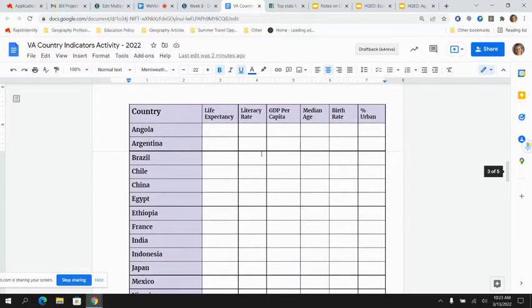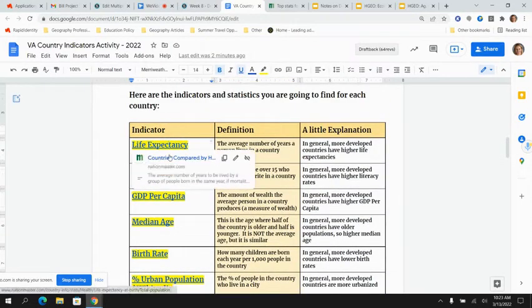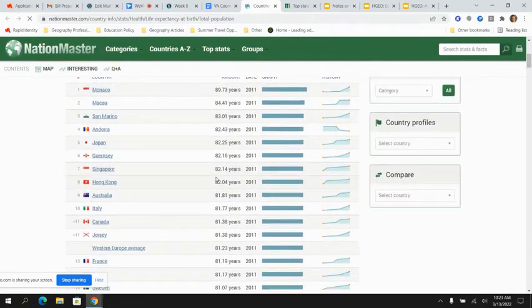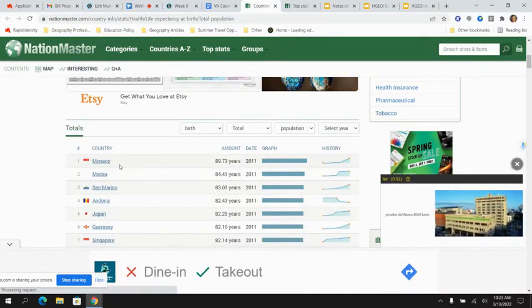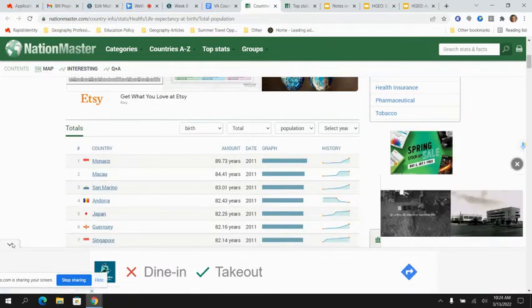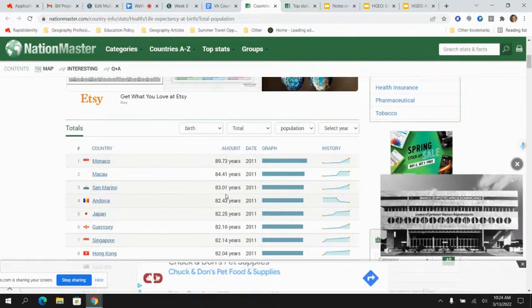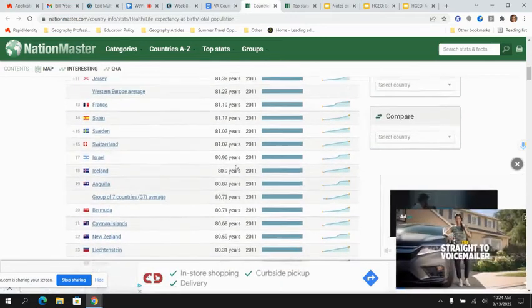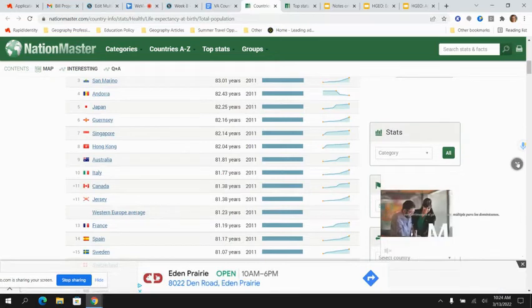And then what you're going to do is you're going to look up different countries based on these indicators. So you're probably going to come up here. You're going to start with life expectancy. And you are going to find the life expectancy of a number of different countries. So for example, Monaco, which is a really small, tiny country, but also Japan, have really, really high life expectancies. And so you're going to have to look up the country. So the first country you're supposed to look up is Angola.